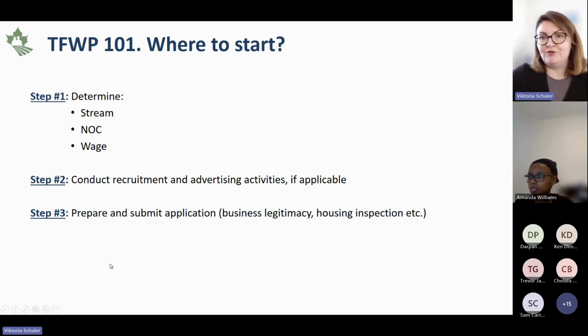So with the temporary foreign worker program, if you received some information and wonder where to start, just to summarize. Step 1, determine your stream, NOC, and wage. Step 2, conduct recruitment and advertisement activities. We're going to talk about it in the next webinar, but sometimes employers would say, I had an ad in the newspaper for the last 2 months, nobody applied, I'm just going to submit it with the application. You need to check the advertisement requirements, and there are certain things that need to be included in the advertisement.